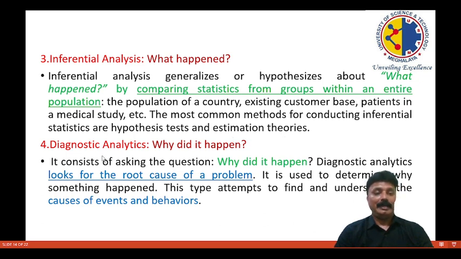Then the diagnostic analysis. Why did it happen? Why is it happening? What is the reason? It consists of asking the question, why did it happen? Diagnostic analytics looks for the root cause of the problem. It is used to determine why something happened. This type attempts to find and understand the causes of events and behaviors.